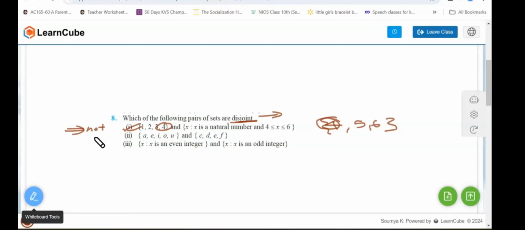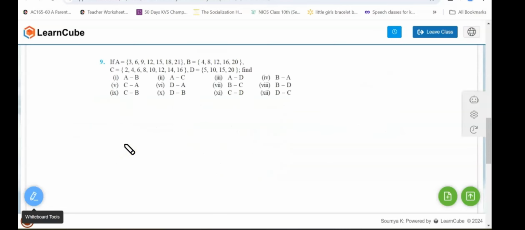If you see the second question, again you will have E as a common element in the set. So again this is not a disjoint set. In the third set, it's an even integer and an odd integer. If you find the common in them, you will never get the same thing, because even and odd are totally opposite of each other. So this is a disjoint set where you don't have any elements which are common in both the sets. Okay, let's move on to the next question.